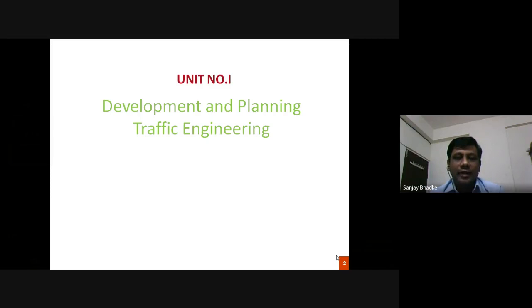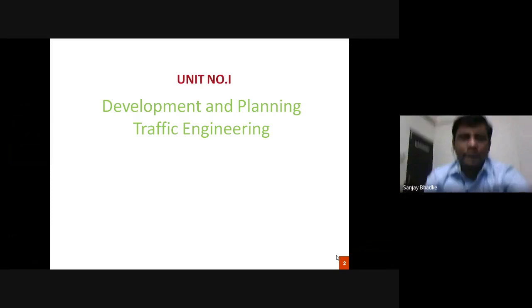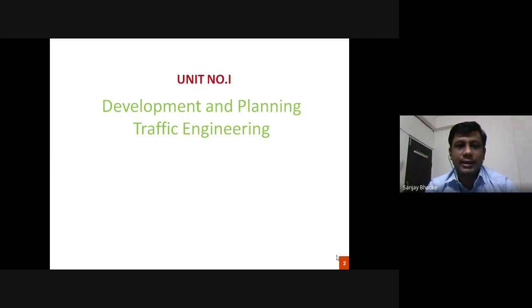We know that traffic engineering plays a very important role in your life. In daily life, there are a number of people who act as road users, and for safety purposes there should be proper development and planning in traffic engineering. Also, traffic engineering plays a very important role if we want social and economic development.